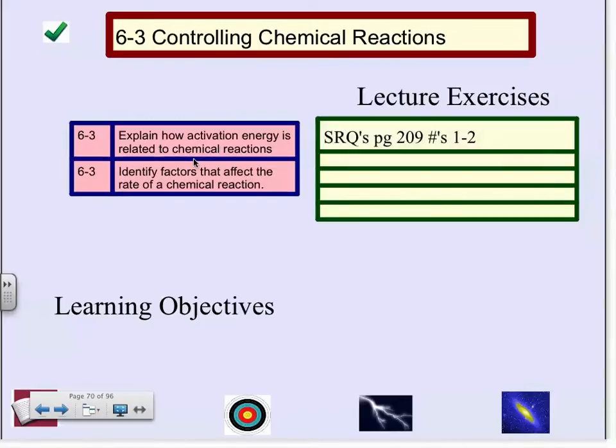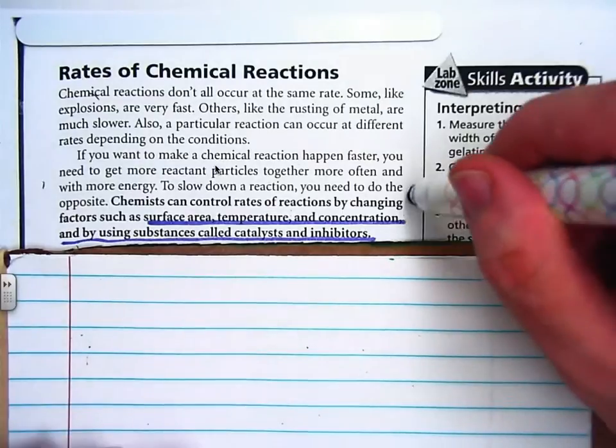Oh, wow, this looks like one of our objectives. Identify the factors that affect the rate of a chemical reaction. Oh man, that looks like a great quiz question.